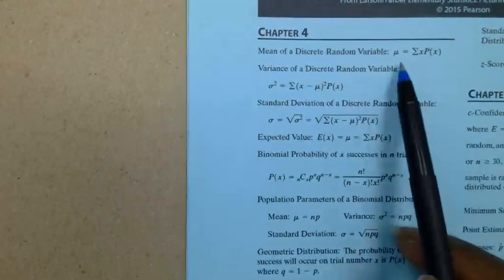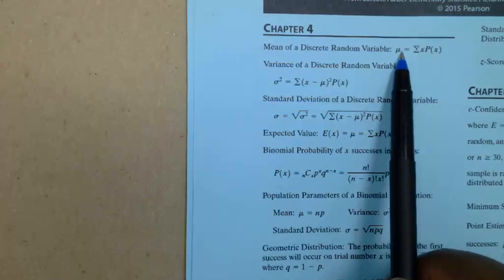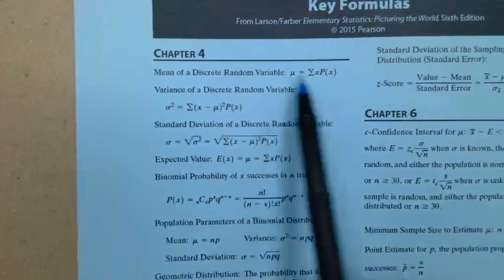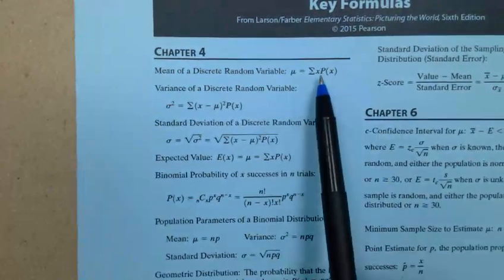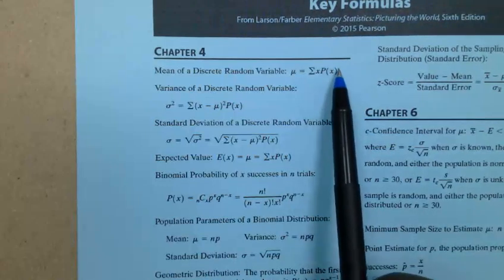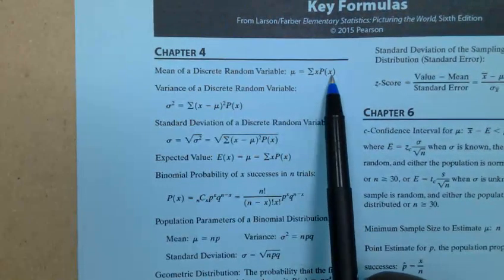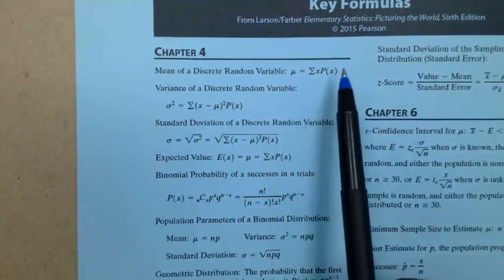Chapter 4. Notice we're going to deal with population mean. This is the sum of X times your probability. Remember, it is not P times X, that's P of X. X and the probability of event X happening.